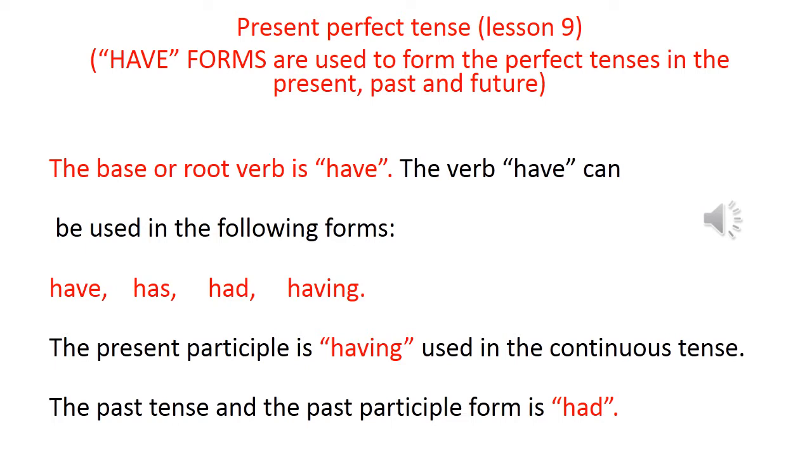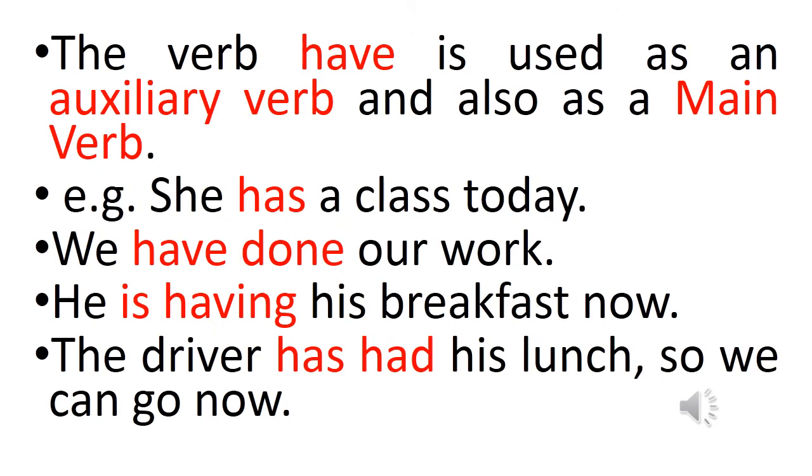The present participle is having. So this word having is also called the present participle, and it is used in the continuous tense. Similarly, for the past tense and for the past participle form, there is only one word, and that is the word had. Listen very carefully.